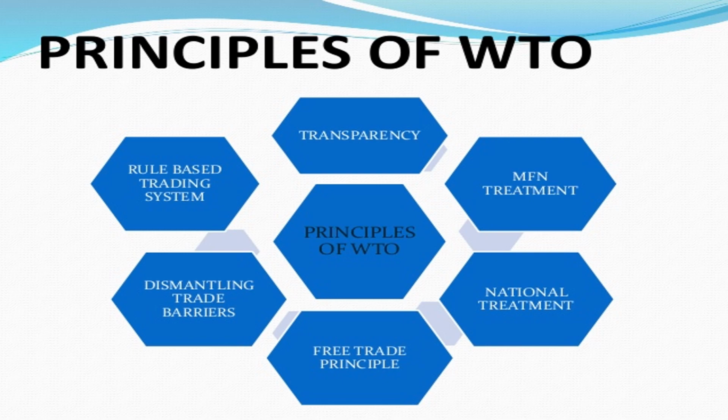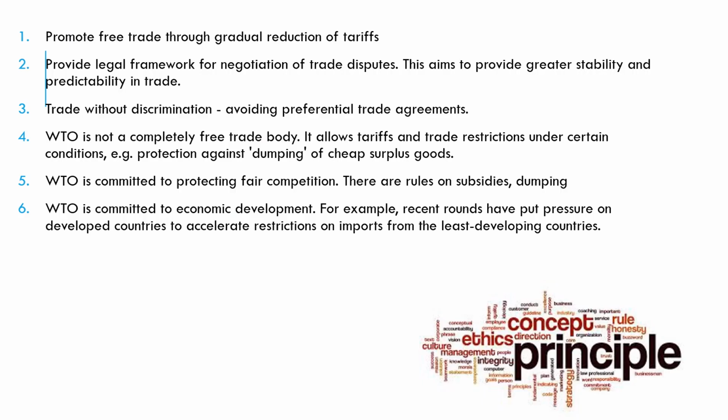So the main principles of the WTO are transparency, national treatment, the free trade principle, dismantling any trade barriers, and a rule-based trading system. If we're talking about these principles in a broader way, basically the WTO aims to promote free trade through gradual reduction of tariffs, provide a legal framework for negotiation of trade disputes, and trade without discrimination.